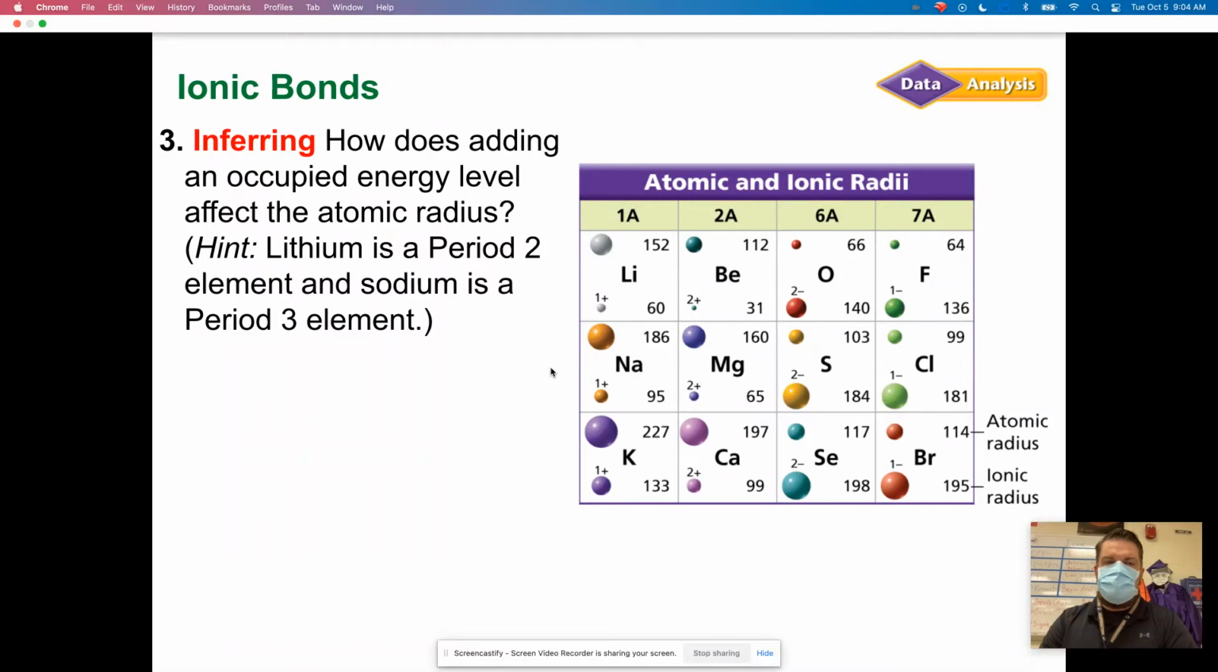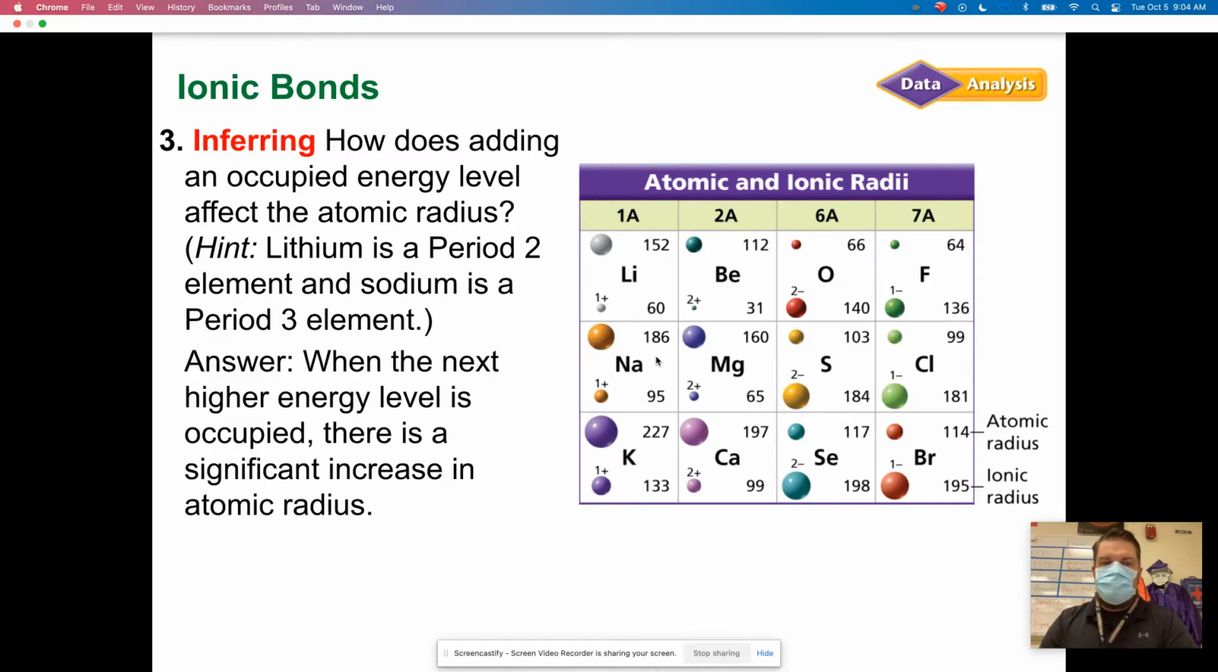How does adding an occupied energy level affect the atomic radius? In other words, lithium is a period 2 element and sodium is a period 3 element. So they're saying what happens from here to here. When the next higher energy level is occupied, there is a significant increase in the atomic radius. So we go from 60 to 95. Okay.